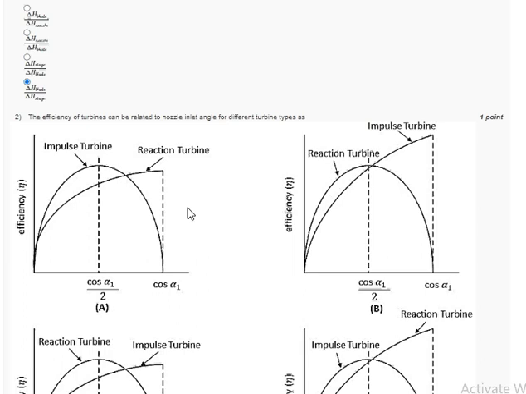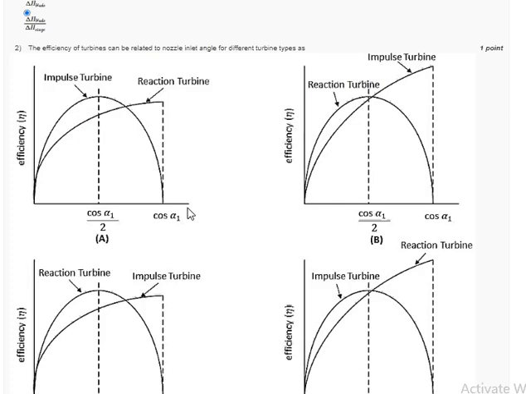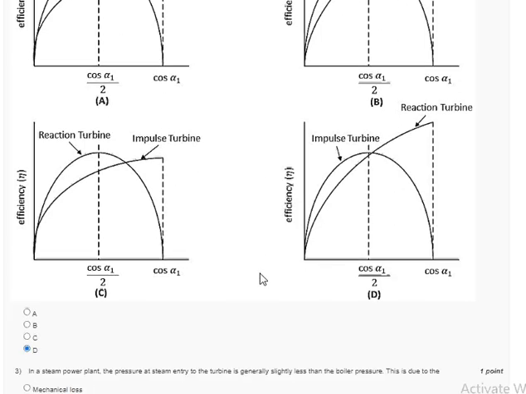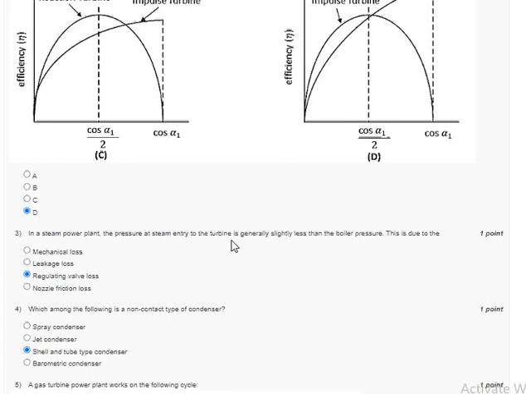Next question. The efficiency of turbine can be related to nozzle inlet angle for different turbine types. Says for impulse turbine, the efficiency is maximum at cos alpha 1 by 2, and for reaction turbine the efficiency increases as the cos alpha 1 increases. So option 4 is the correct answer. Option D is the correct answer.